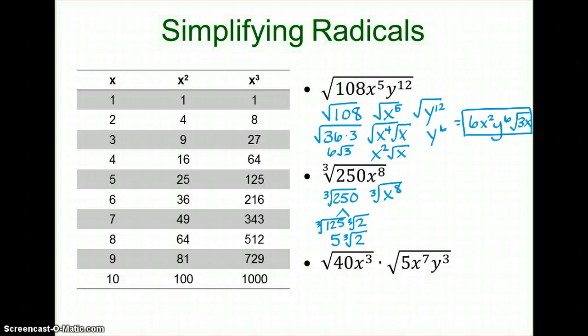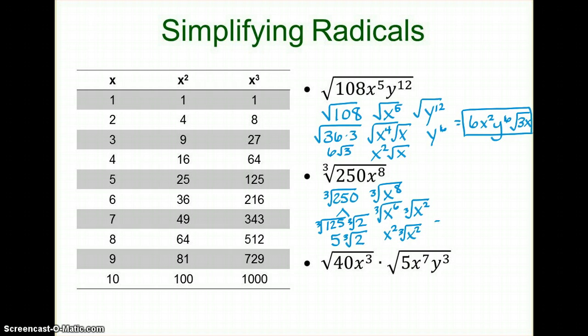Now, as far as x to the 8th goes, when we talk about variables, we're doing perfect cubes. This time I need groups of 3. So for a perfect cube, I'm going to have x to the 6th, but then I'm going to have x squared left over. That's not big enough to make a perfect cube. So the cube root of x to the 6th is x squared, and I'm also still going to have a cube root of x squared left over.